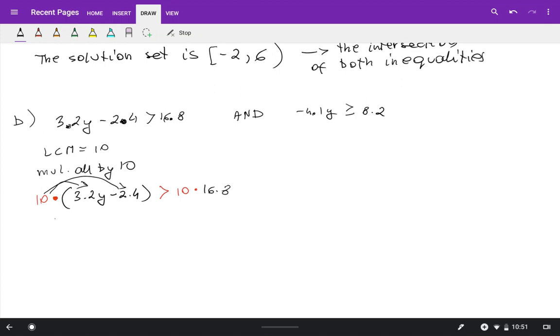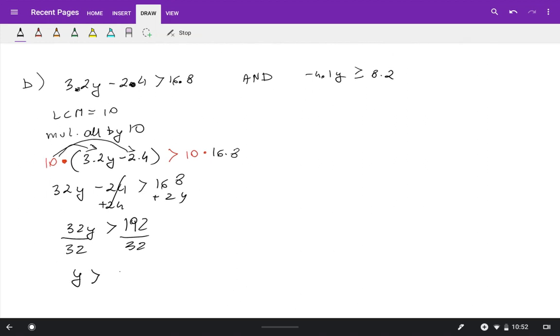So we have 32y minus 24 greater than 168. Okay, and we're solving for y, so I'm going to add 24 to both sides. And we have 32y greater than 168 plus 24, 192. And I'm just dividing each by 32. And we got 6. So y is greater than 6. So that's the solution of the first inequality.